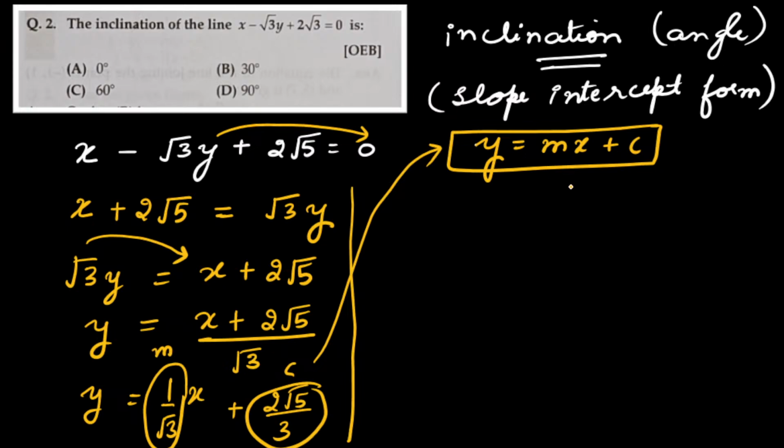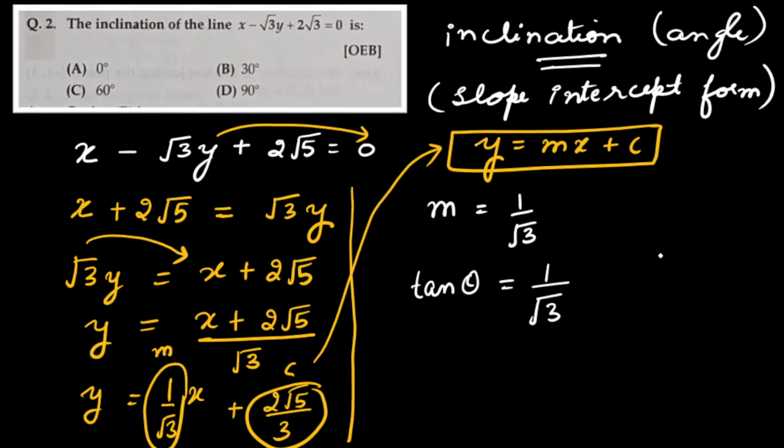So from this one we got slope is equal to 1 by root 3, if we compare both the equations. Now the slope formula we know, because we have to find the angle here. The second formula of slope which I told you: m is equal to tan theta. So in place of m I am writing tan theta is equal to 1 by root 3. Now tan of which angle?